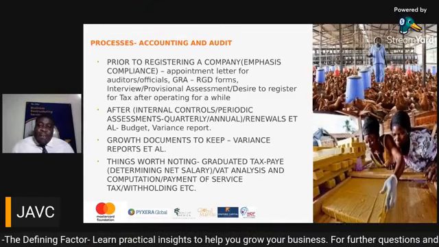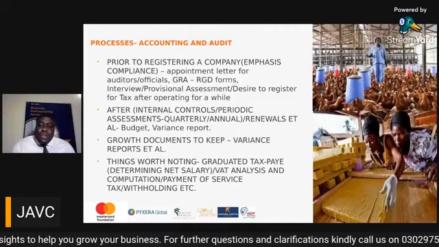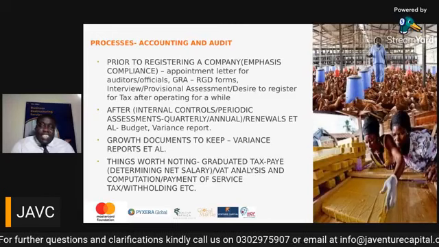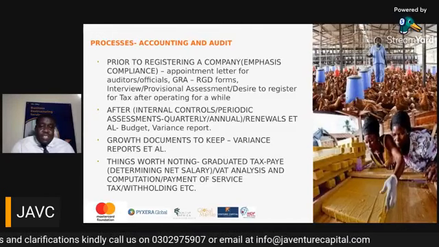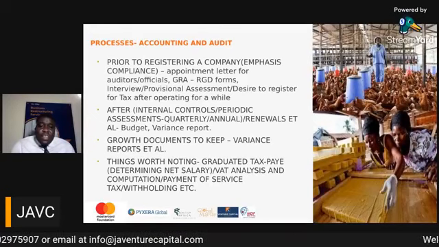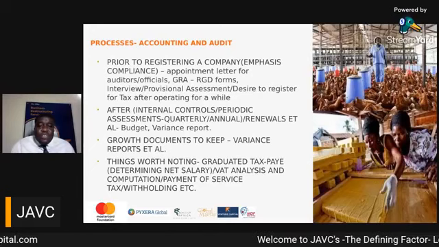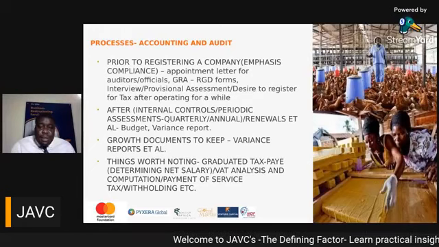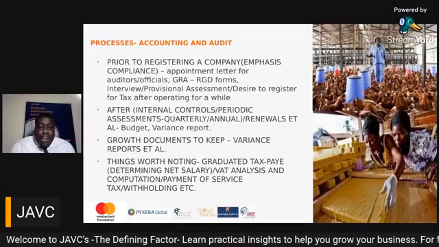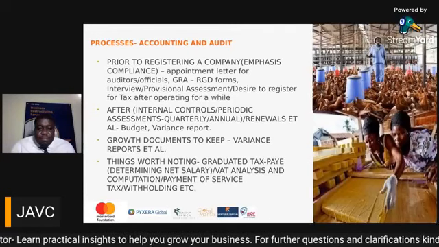Prior to registering a company, what do you do? To register a company, you come up with a name. Then you do a search at the Registrar General's department to check whether that name is available or not. If the name is available, these days everything is digital, so you can download the registration forms online. But the key things you need are a minimum of 2 directors, a secretary, and then an auditor.